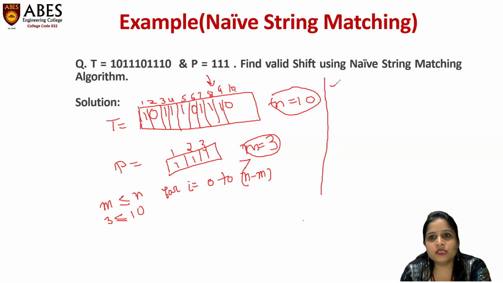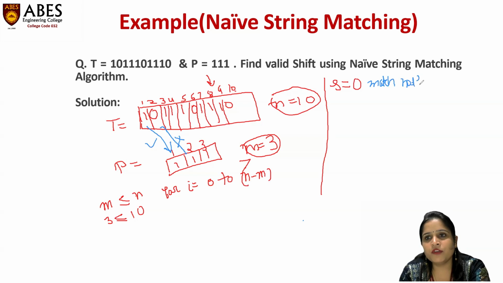First, for s equals 0. In case of s equals 0, what we have to do? We match T of 0 plus 1. T of 0 plus 1 is T of 1. Here we match T of 1 to P of 1. It will match. T of 1 is 1 and P of 1 is 1. Then again T of 1 plus 1, T of 2, matches P of 2. Here no match is found. You can see T of 2 is 0 and P of 2 is 1. So match not found for s equals 0. It means for shift 0, match not found. And what we have to do? We iterate the loop again, s equals s plus 1.